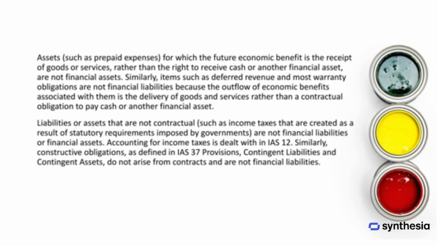Liabilities or assets that are not based on contracts, such as income taxes imposed by governments, are also not financial liabilities or financial assets. Accounting for income taxes is covered under IAS 12. Similarly, constructive obligations, which are defined in IAS 37 as provisions, contingent liabilities, and contingent assets, do not arise from contracts and are therefore not financial liabilities.